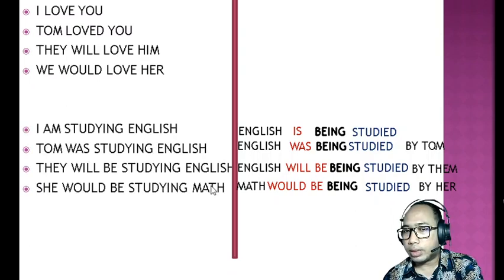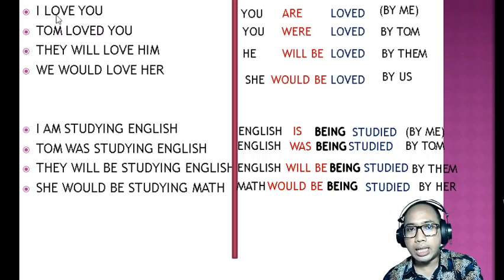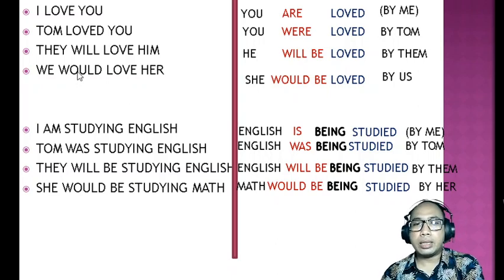Okay, there are some sentences related to the tenses. I love you. This is simple present. It becomes you are loved by me. Tom loved you. Simple past. It becomes you were loved by Tom. Different, right? Present, past. They will love him becomes he will be loved by them. We would love her. She would be loved by us. Simple present, simple past, simple future, simple past future. Terjadi sekarang, terjadi masa lampau, terjadi akan datang, past future, keinginan di masa lampau.